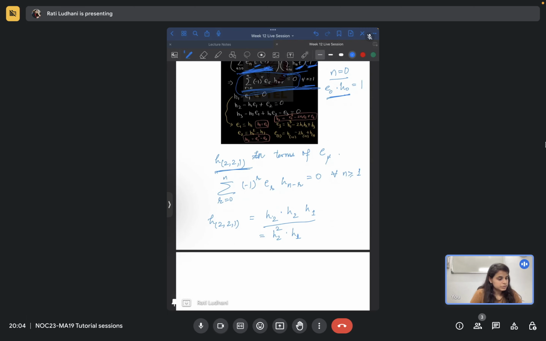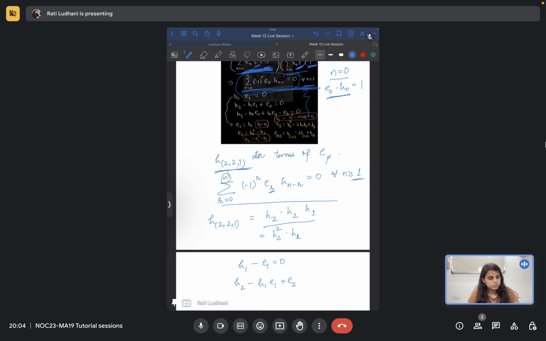We already have this much. So h1 minus e1 is equal to 0, and h2 minus h1 e1 plus e2. I'm just writing from these. This is coming from this equation only. You just put whatever you need. For example, you just consider n equals to 1 first.